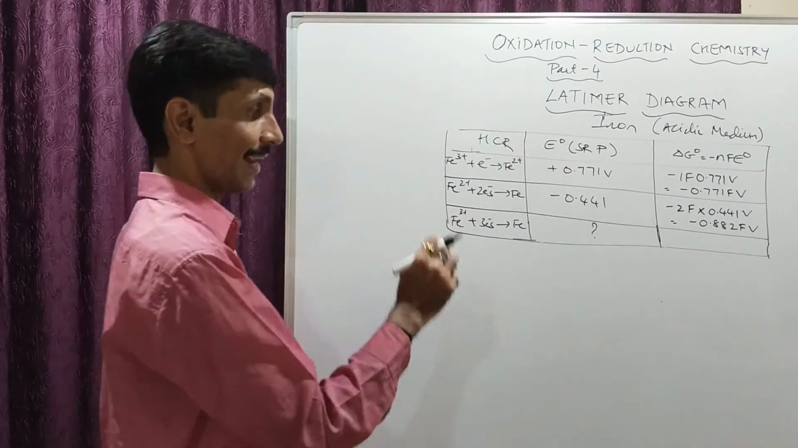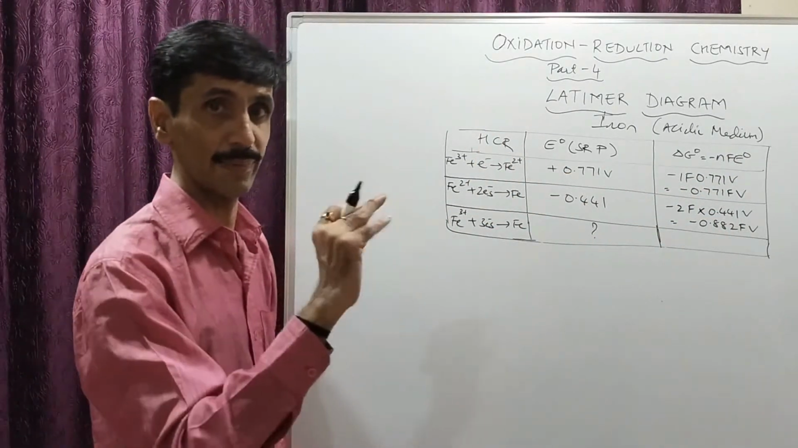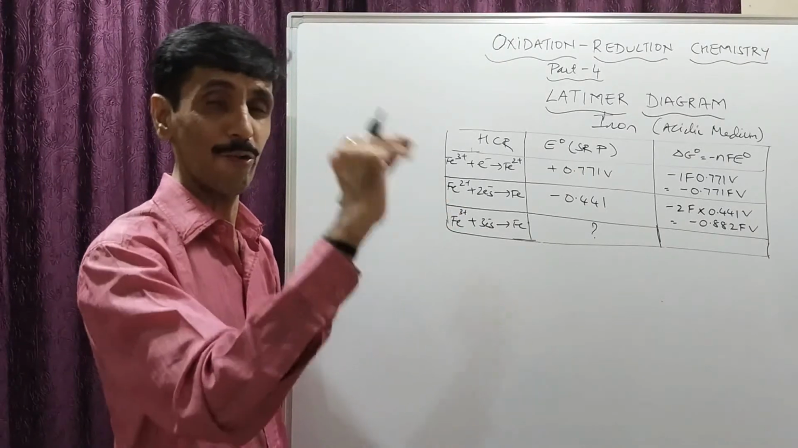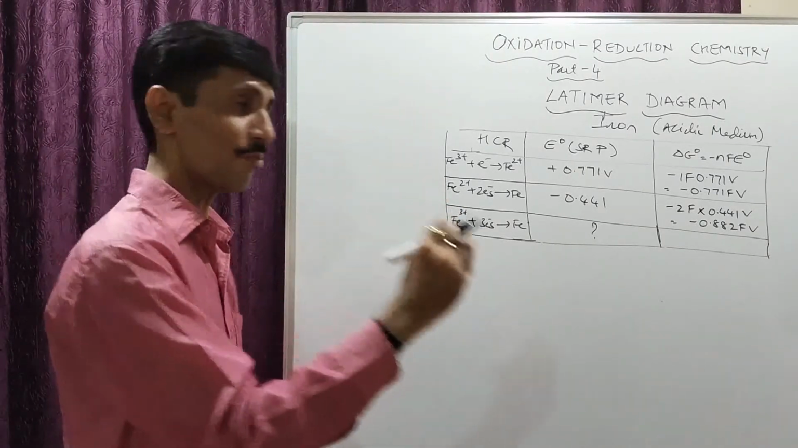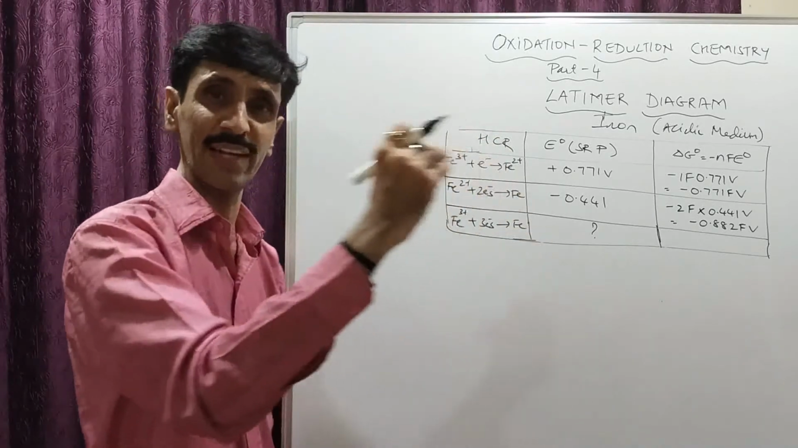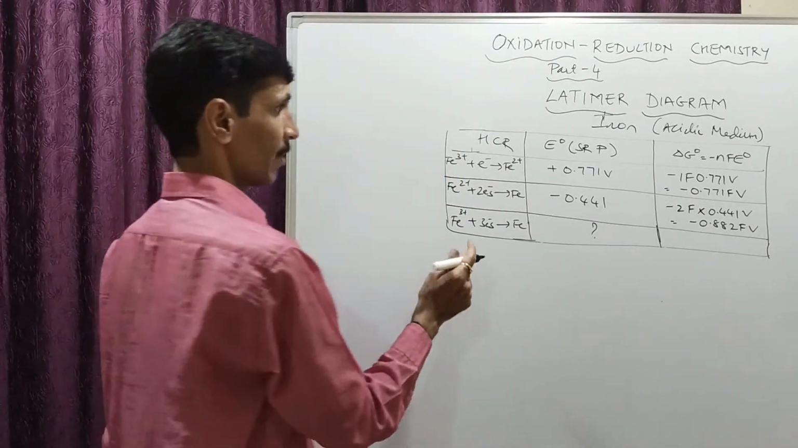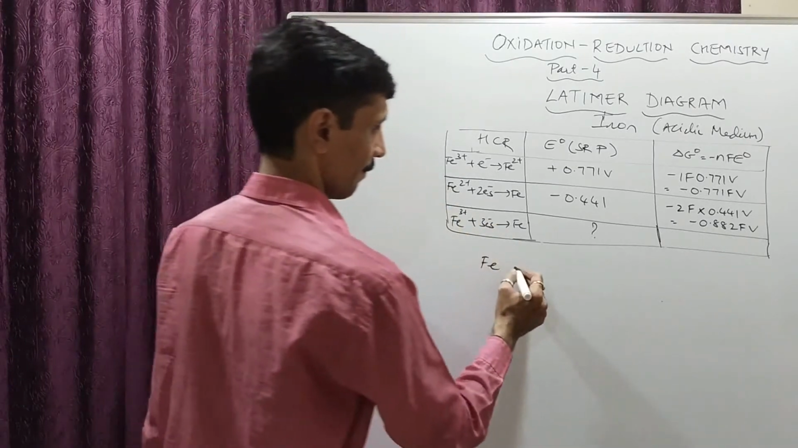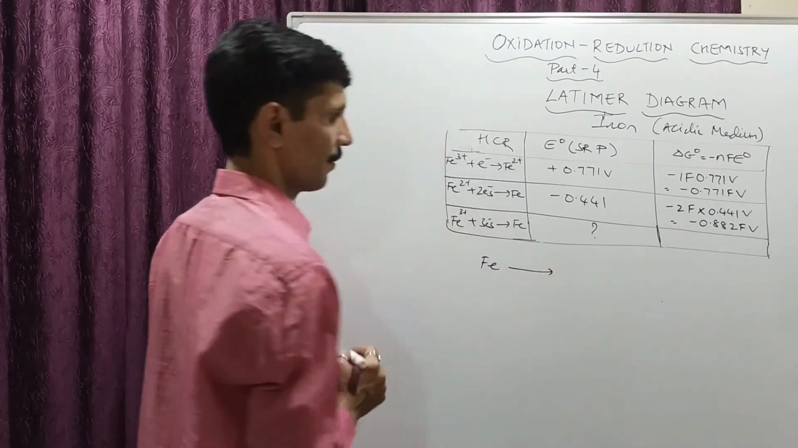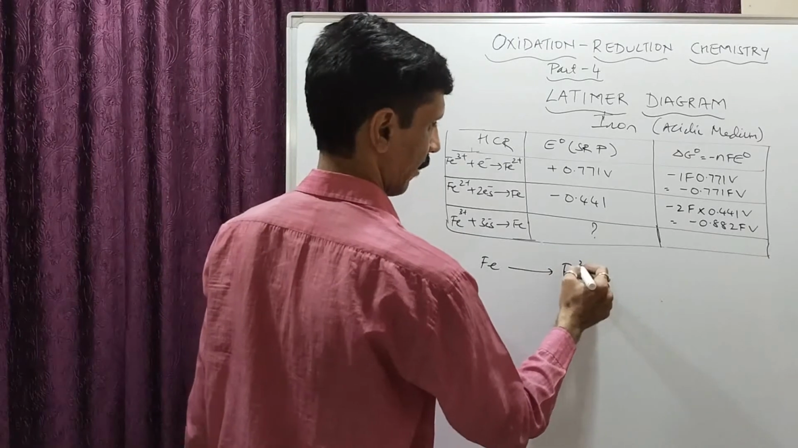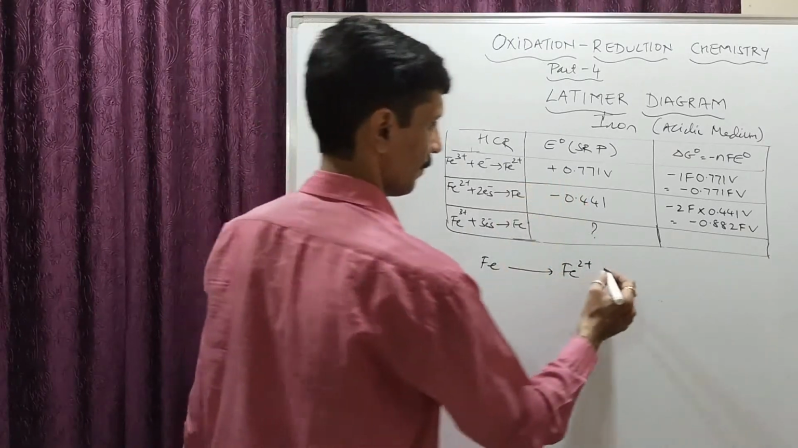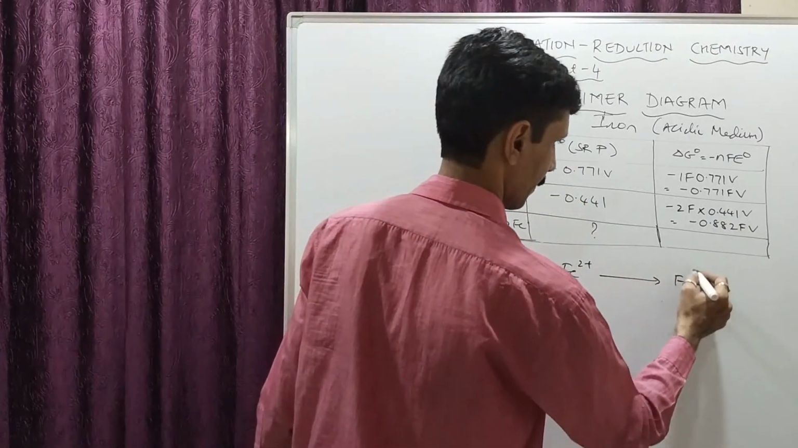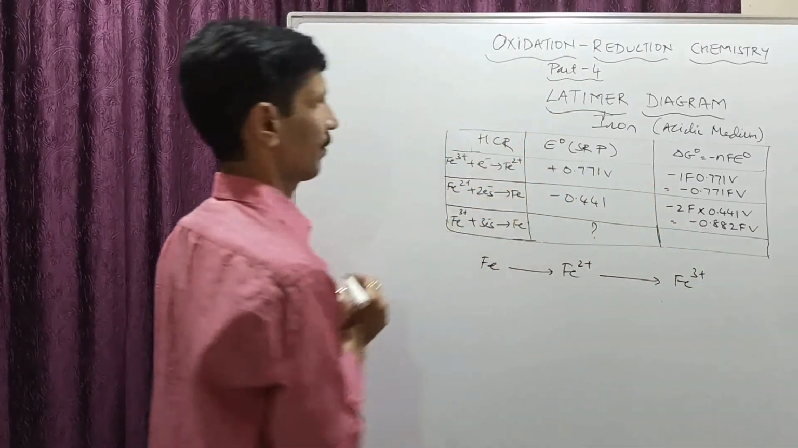So in the form of a Latimer diagram, as I said, it's the simplest way, by means of an arrow, of representing the stepwise half cell reactions. Alright? So we begin with Fe, Fe2+, Fe3+.